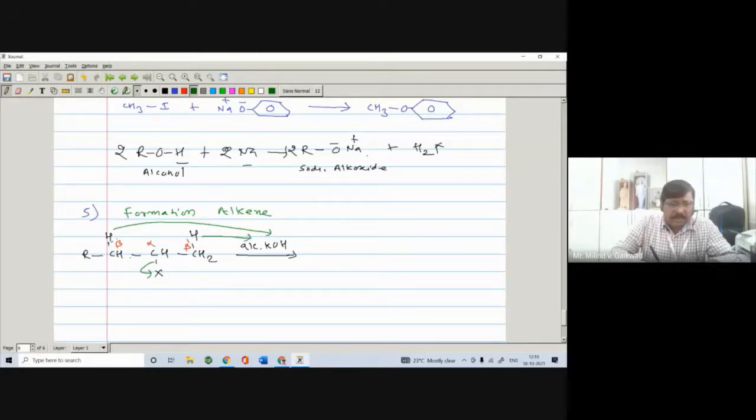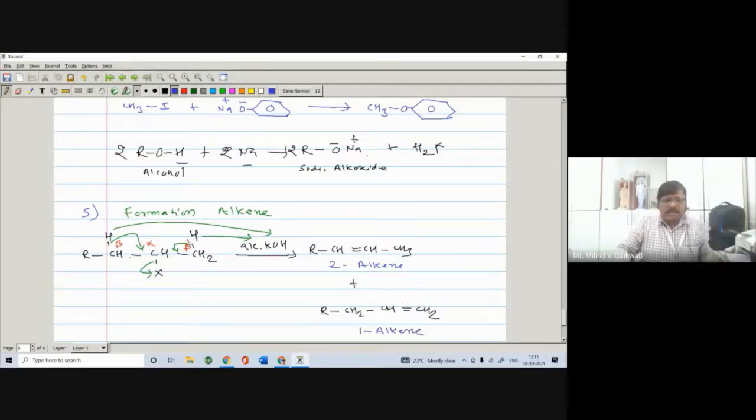So this sigma bond may shift here, or it may also shift here. So there is a formation of two compounds. One is R, CH, double bond, CH, CH3. And the other compound you can get is R, CH2, CH, double bond, CH2. So you can get two alkenes, and also you can get one alkene.